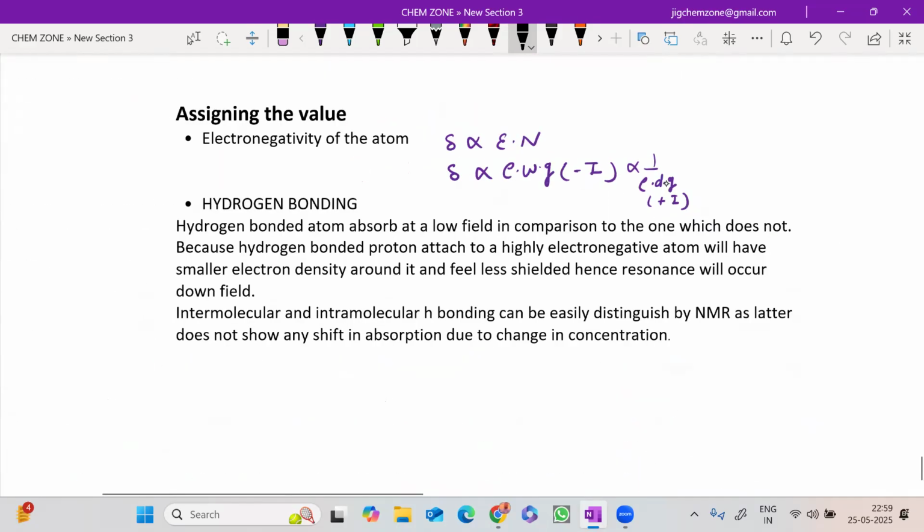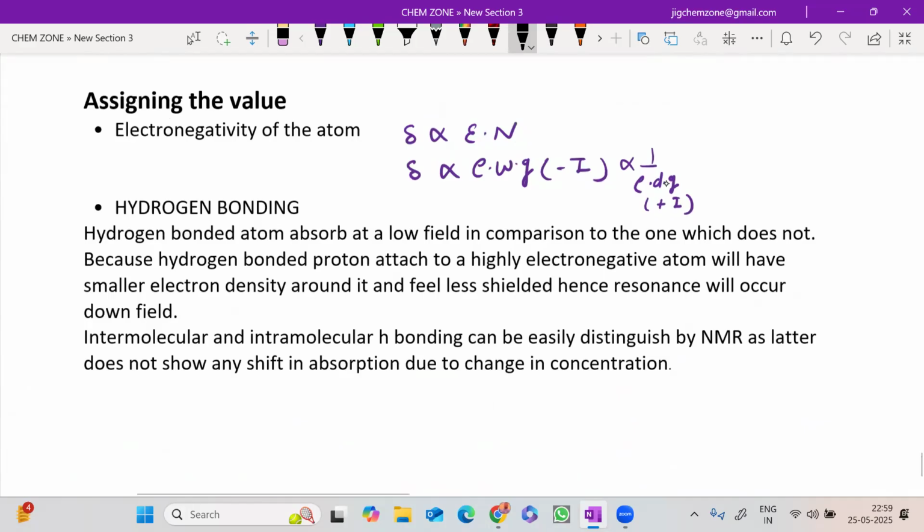So, talking about assigning the delta values in this lecture, I have taken it a bit fast because I know you have probably read this already, and I want to discuss the important points. If you see the electronegativity of the atom, delta value is directly proportional to the electronegativity of the atom, because an electronegative atom causes a minus I effect, hence it causes a de-shielding effect, and the de-shielding effect shifts the frequency higher and downfield, downfield in comparison to TMS.